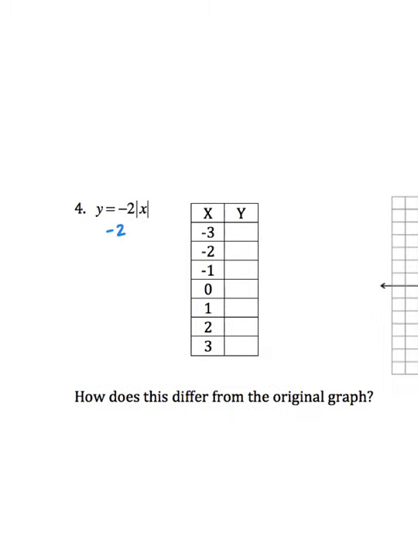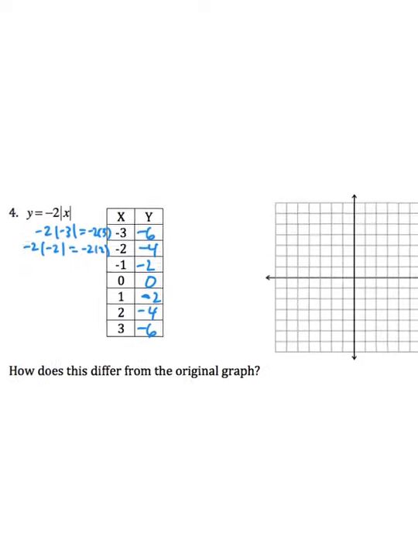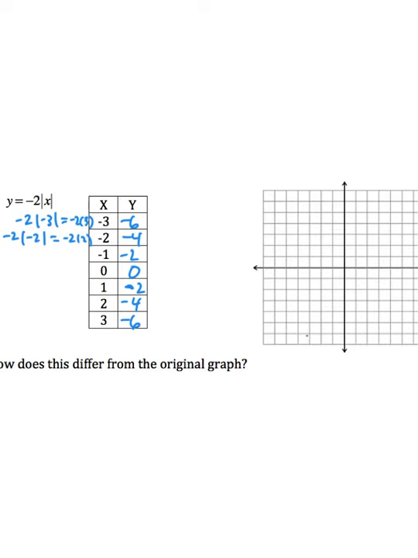We've got -2 times the absolute value of -3, which is -2 times 3, which is -6. And then we would do -2 times the absolute value of -2, which is -2 times 2, which is -4. And plug -1 in, we get -2, 0, -2, -4, -6. So -3, -6 is down here, -2, -4 is down here, -1, -2, 0, 0, 1, -2, 2, -4, and 3, -6.